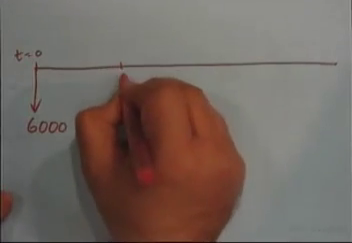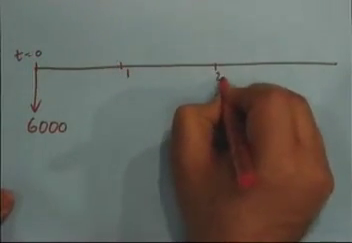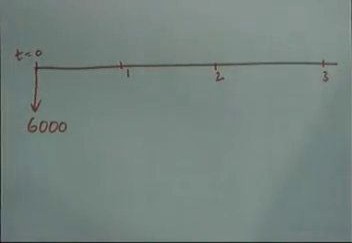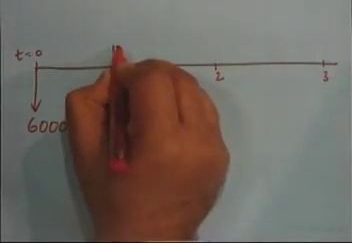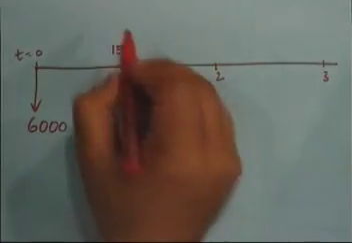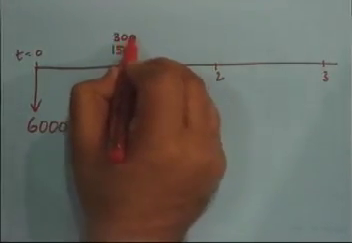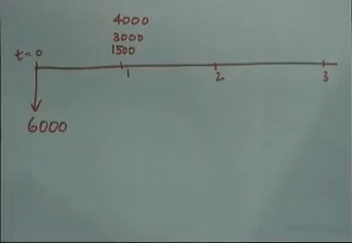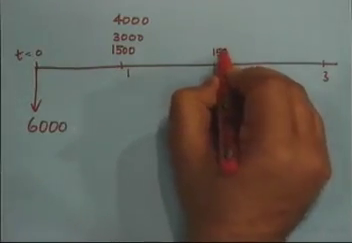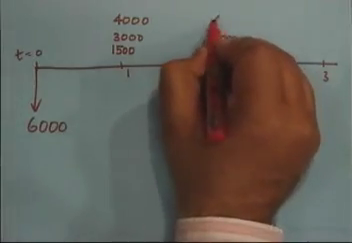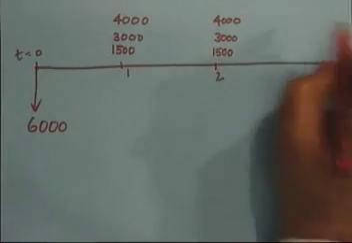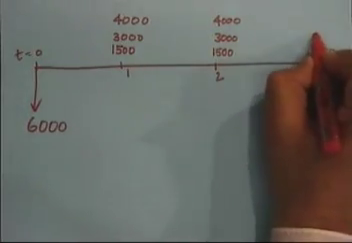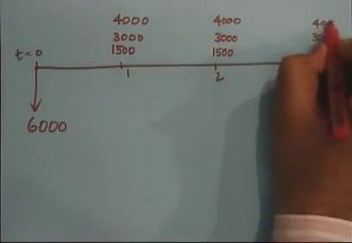At the end of year 1, year 2 and year 3, I am given the cash flow values. That means the returns that I am expecting to get. I can expect to get a return of 1500 here. It could be 3000 also. It could be 4000 also. Here also 1500, 3000, 4000. Here also 1500, 3000, 4000.